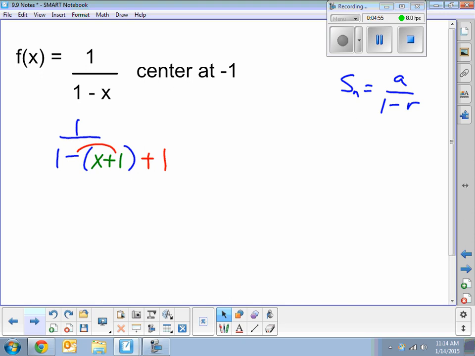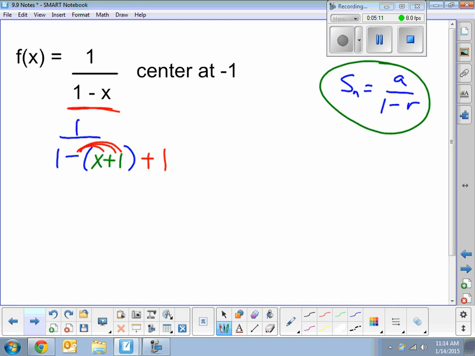Do your little pre-algebra here. You have -x, so if you do this, you have negative x minus 1 plus 1 simplifies back to where we started. All right, now I'm going to manipulate this a little bit. I'm trying to ultimately make it look like this. So we have 1 over, I'm going to leave that minus x plus 1 here, and this is a 2. 1 plus 1 is 2.